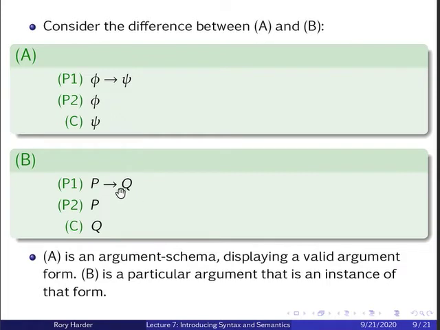So in B, we have an argument which is made up of actual sentences of propositional logic, whereas in A, we have a schema which represents a whole bunch of different arguments in our logic. And each of these different arguments can be created by plugging in actual sentences for phi and psi, and B is just one such way of doing so.